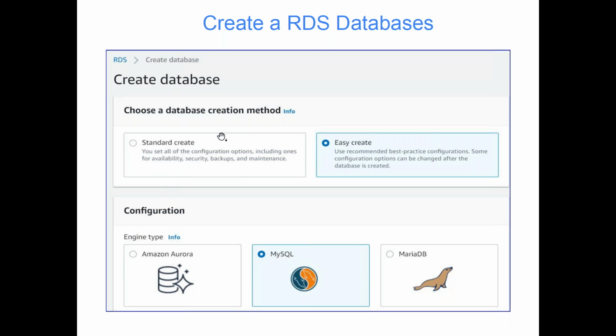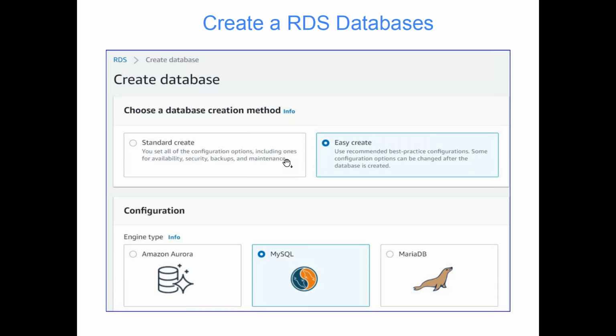Do you want the availability in two subnets or three subnets? What type of security do you need? Do you want to enable the encryption? Do you want to take the daily backup? Do you want to take the weekly backup? And what is the maintenance window? What is your preferred time to apply the patches and upgrades to your DB?